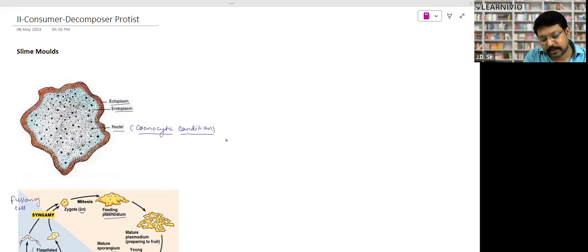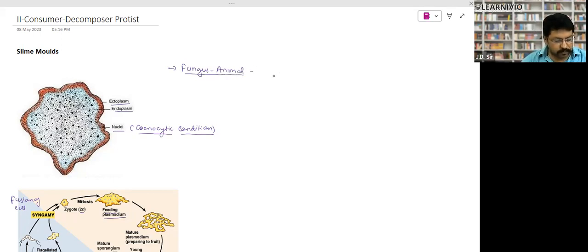So let me write it down. What are their characteristics? They are also called fungal animal, right? Why? Because they are decomposers, but they eat some small protozoa and all that. Eating is a characteristic of animals, and being decomposers is a characteristic of fungi. They do not have a cell wall. So they are called fungus animal, because they possess the characteristics of both.